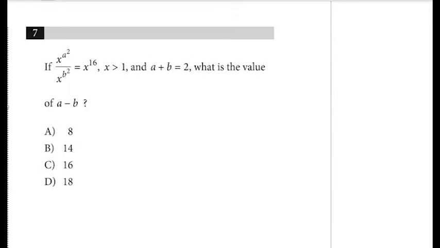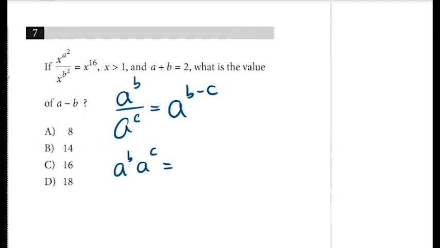Question 7 combines exponent shortcuts and the difference of squares concept for factoring in a really unique way. So the first thing we can do here is use the exponent shortcuts. The shortcut I'm talking about is the idea that if you had a to the b over a to the c, that would be equal to a to the b minus c. Similarly, if you had a to the b times a to the c, that would give you a to the b plus c.